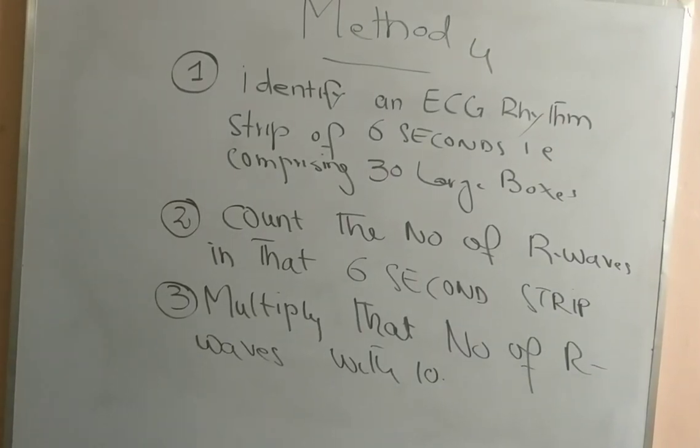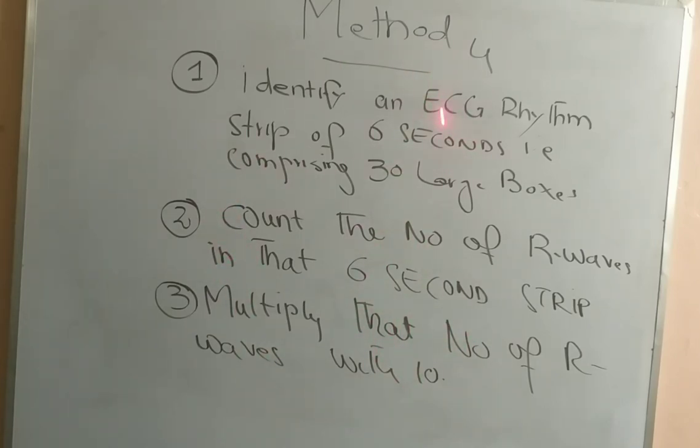So if you concentrate a little bit, you identify there are two constants: the 6-second strip, the 30 large box strip, is constant, and the number of R waves will be multiplied with 10. 10 is constant. So the first step is to identify the ECG rhythm strip comprising 30 large boxes, that is 6 seconds. Count the number of R waves in that 6-second strip, and finally multiply that number of R waves with 10, and that gives you the heart rate.